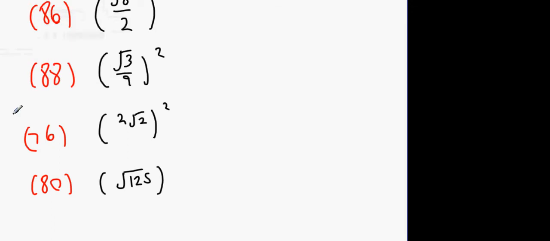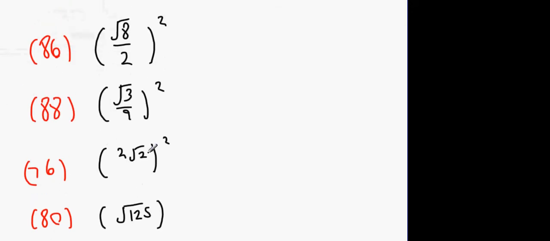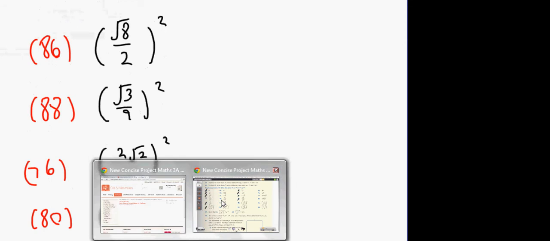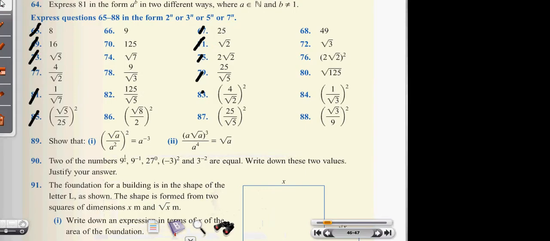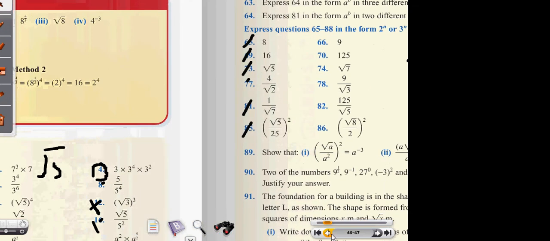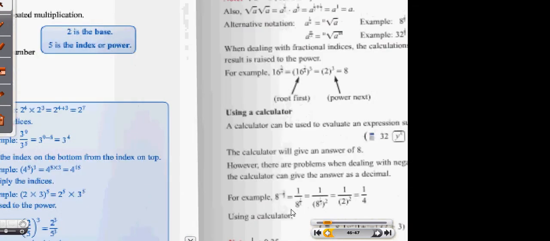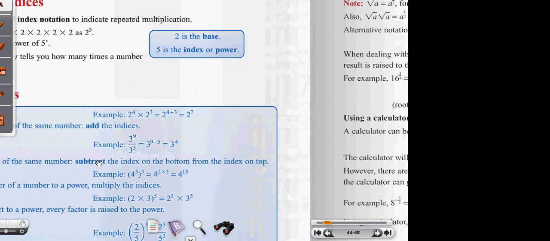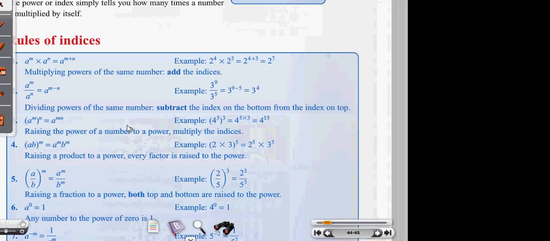For number 76, it's 2 root 2. So if we go on to the method here, what we can do is we're just going to try and find our formulas. So the first one is multiply. The first rule we have is multiplying numbers, where we add the powers together.